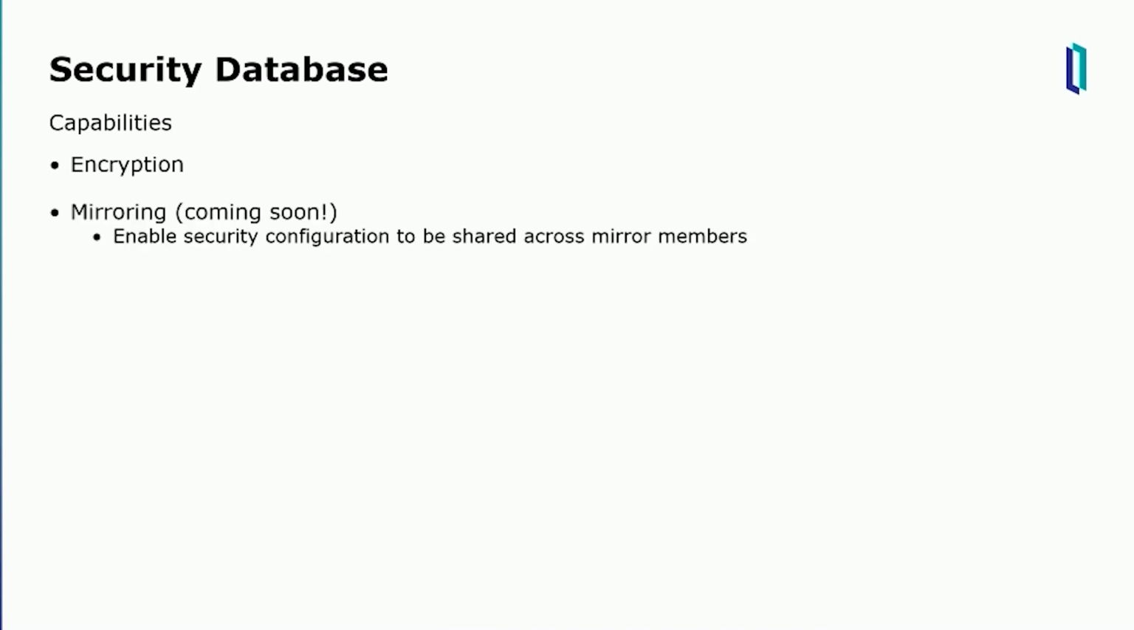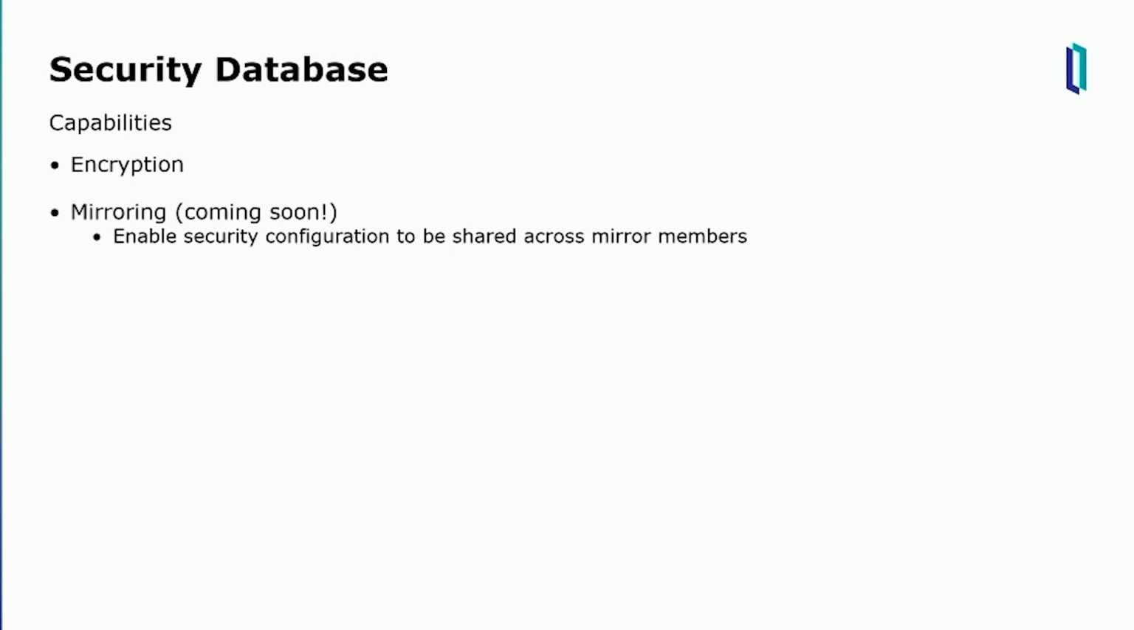One of the things that we don't have implemented yet but are working on is to allow you to mirror this database. You'll be able to enable mirroring for your security configuration so that it will be shared across your mirror environment. Your DRs and your failover members will be able to share the same security configuration. You won't have to duplicate that configuration across different nodes, so you'll automatically have that sharing. This project is currently underway. It's actually in testing, so this will be coming out later this year. You can look forward to that.